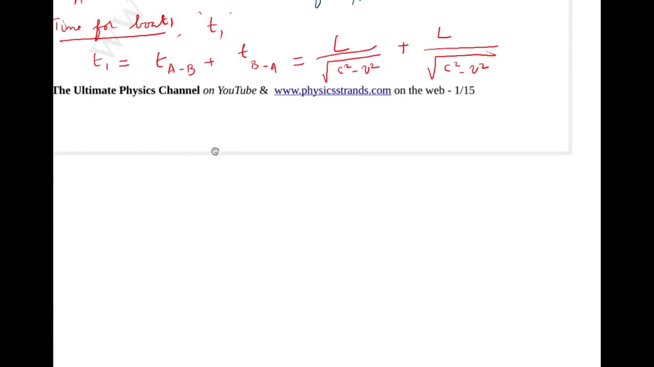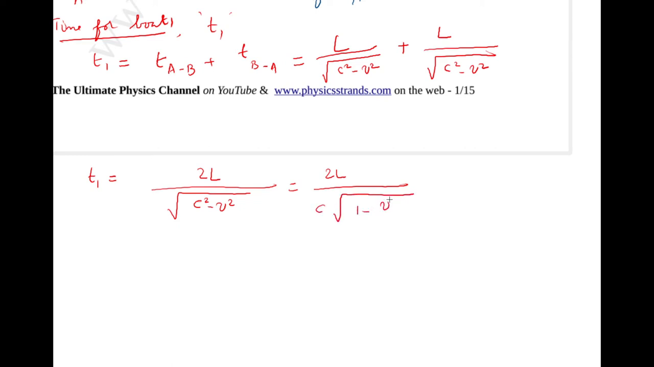So if it travels like that, then what is going to be the time? In that case, T1 is equal to, if I take the LCM here, the square root of C squared minus V squared, and I get 2L on the numerator because L plus L is 2L. If I take C squared out, that is going to be 2L over C. Within the square root, I will have 1 minus V squared over C squared, isn't it? Right.